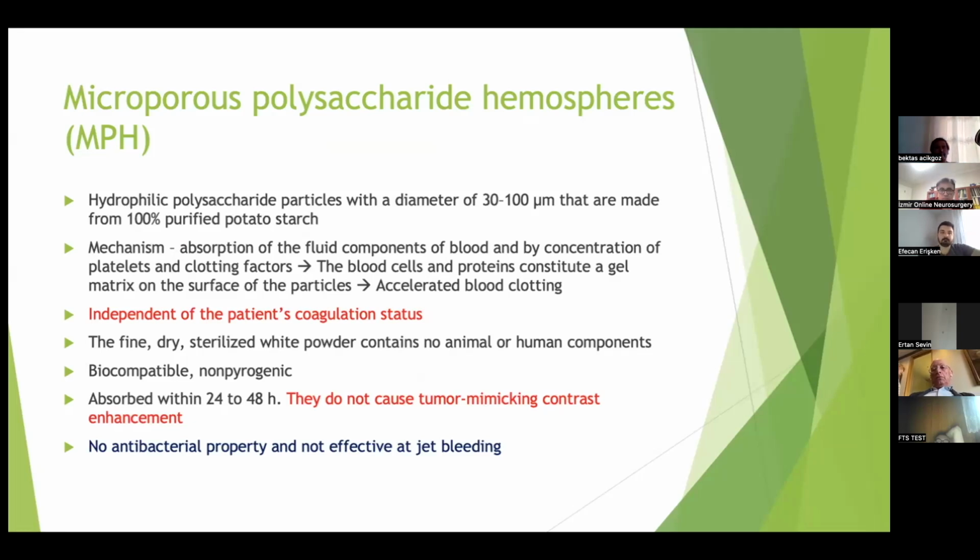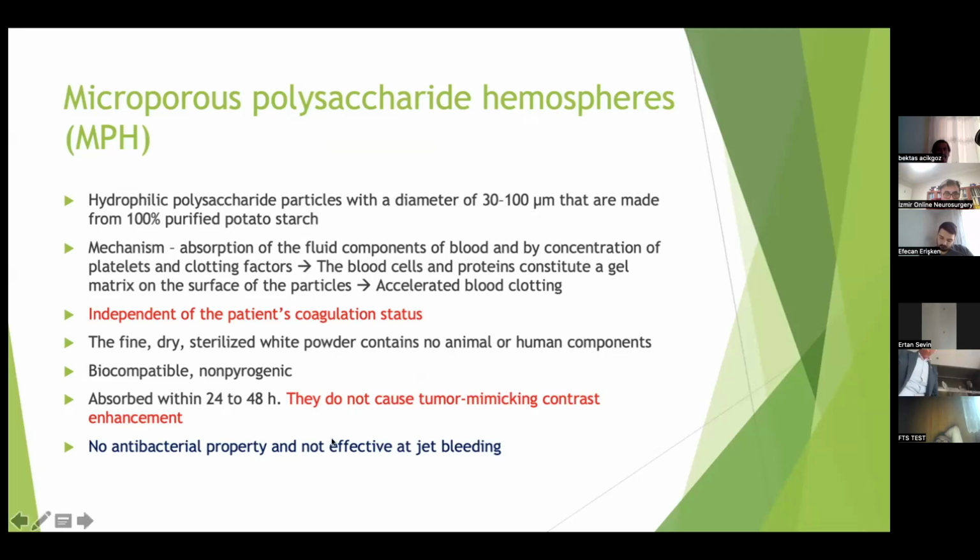So what happens? All these predominant clot promoting agents will get accumulated and it forms a clot. And it can also be used independent of the patient's coagulation status. It comes as a fine, dry, sterilized white powder, and it does not contain any animal or human components. And it is biocompatible and non-pyrogenic and gets absorbed quite easily.